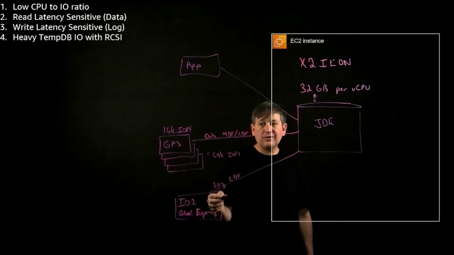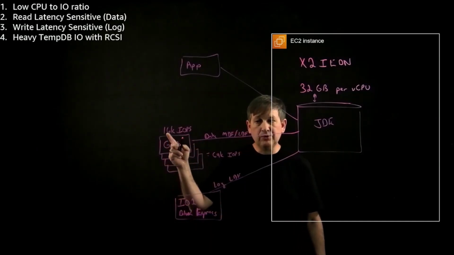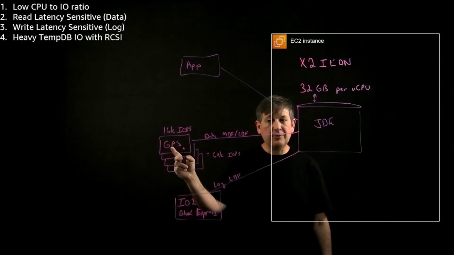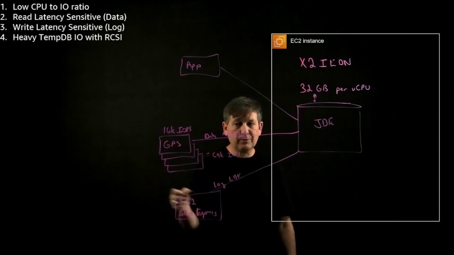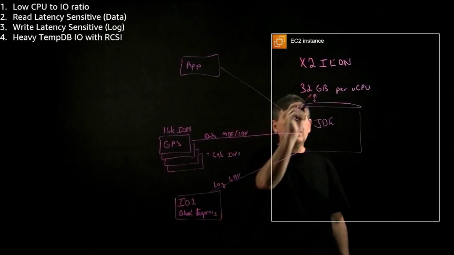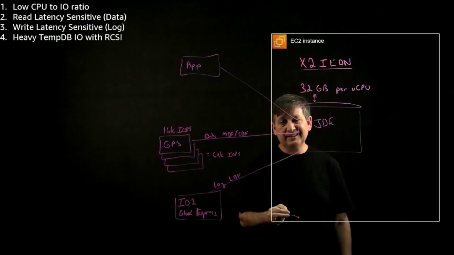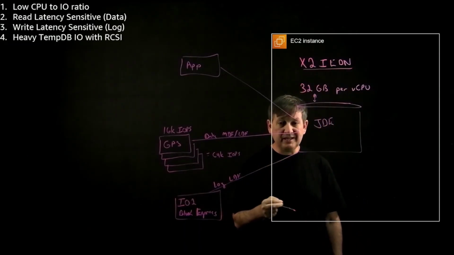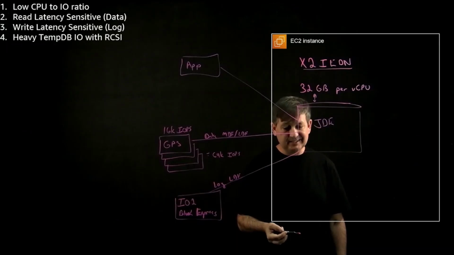So now we've covered our point 1 about our low CPU to IO. We've talked about our read latency requirements. And we've talked about our write latency requirements. But what about our TempDB? Well, our X2 instance type up here has a neat feature with it called an instance store.